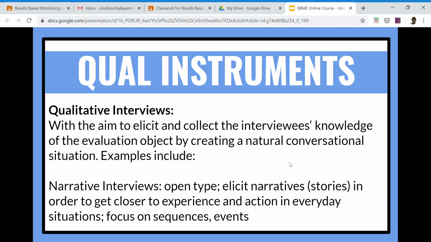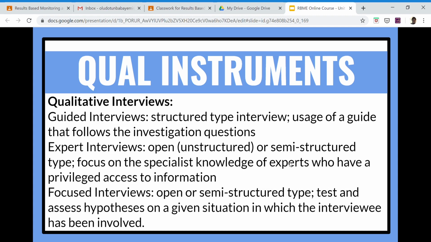You could think about it as a biography. So someone talking about the biography or discussing his life. So we call it a narrative interview. And not to forget, they are quite unstructured. It's just for the interviewee to give a narrative of a particular program, project, or policy as well. So that's narrative interviews.